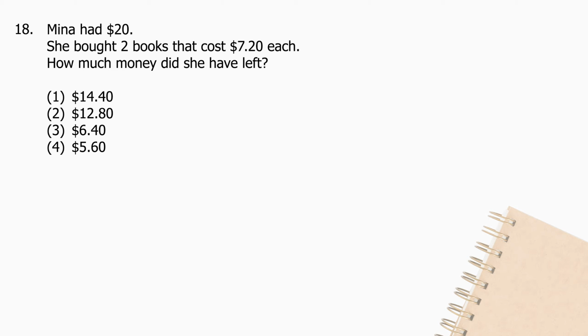Question 18. Meena had $20. She bought 2 books that cost $7.20 each. How much money did she have left?